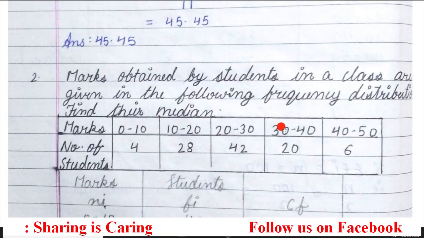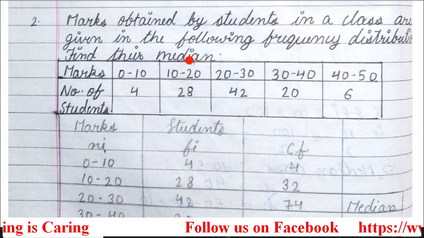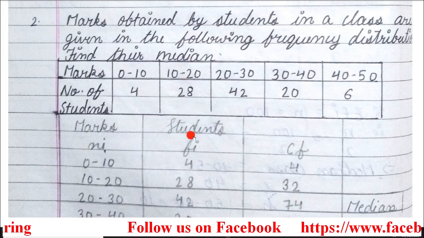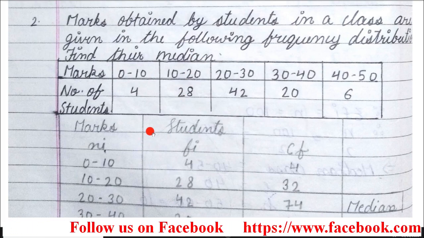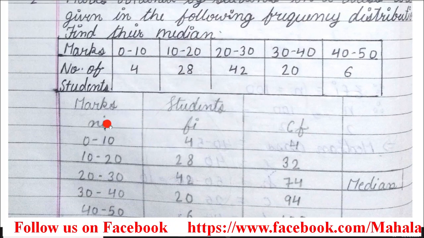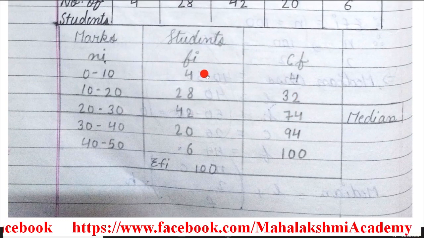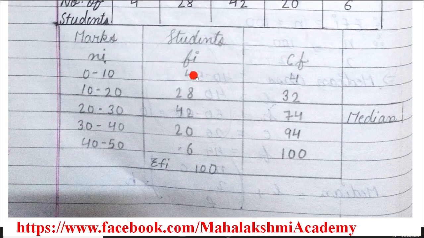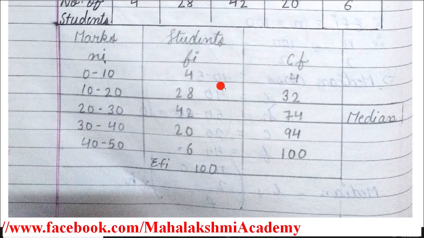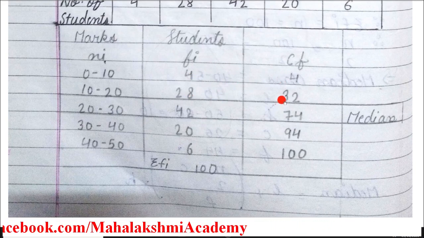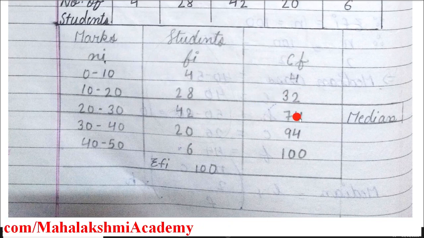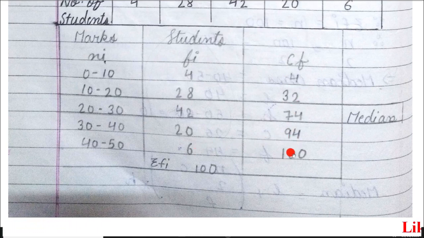Now we'll move to question number two. In question two, again we have to find the median. The table format is just like the previous question. First class interval, then frequency, then CF. I mentioned to you how we calculated the CF: first digit 4 as it is, then 4 plus 28 is 32, then 32 plus 44 is 74, then 74 plus 20 is 94, 94 plus 6 is 100. So like this we have to obtain cumulative frequency.